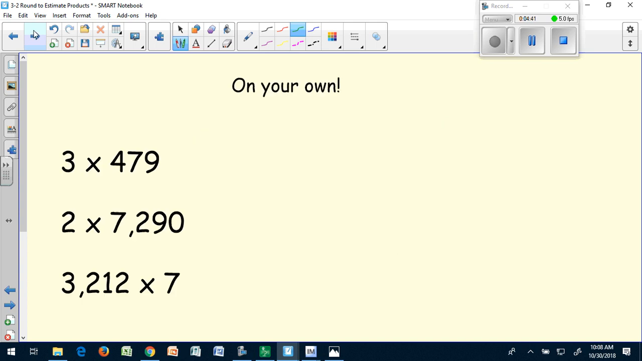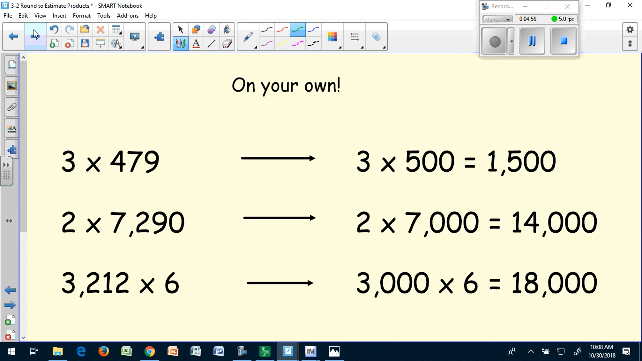Okay, let's try a few on our own. Copy these down into your notebook, solve them by rounding to the highest place, and then play the video again to check your answers. You should have 3 times 500 for your first problem. 2 times 7,000 for your next, and 3,000 times 6 for your last. And here are your final products.